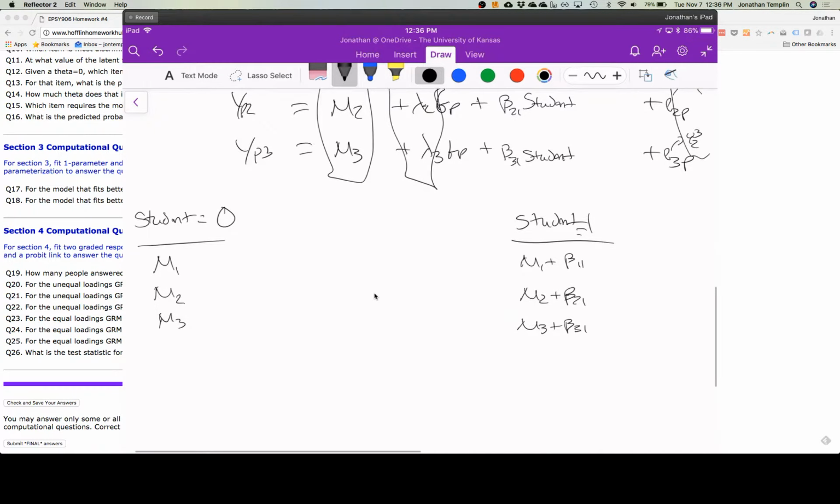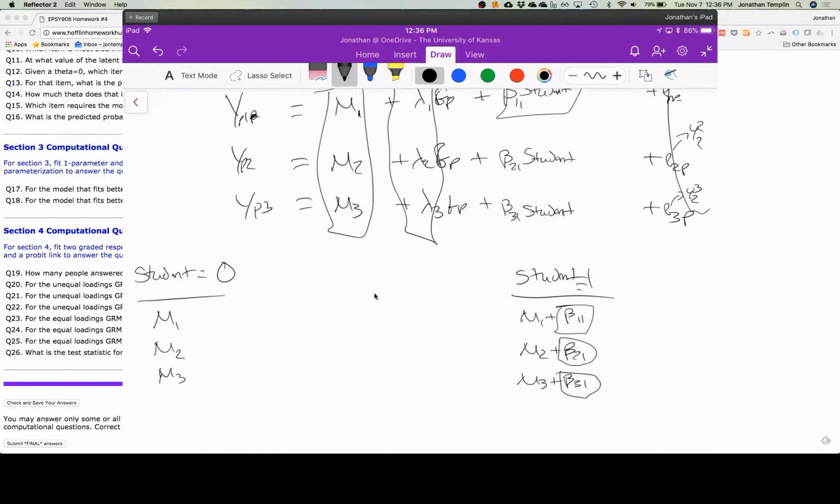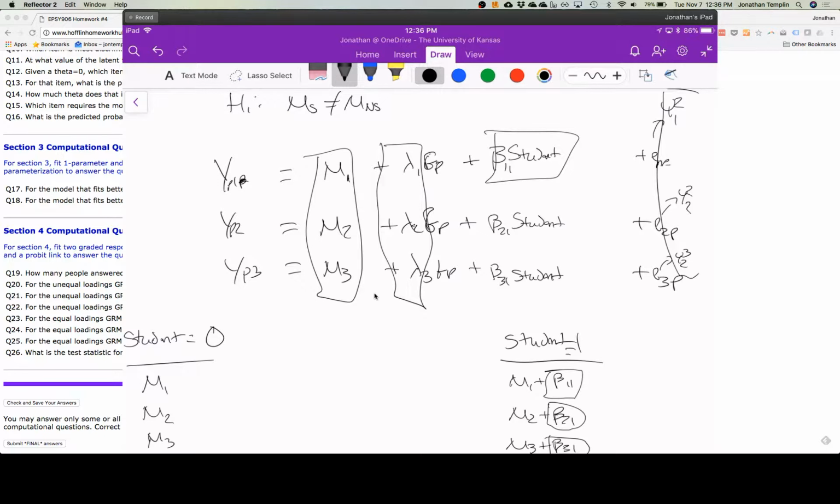So effectively, you could test whether or not there was a difference in intercept across groups by testing these regression parameters right here. Now, subject to a couple other constraints that we have to talk about, but we'll get into that soon. So that's the first step. What if we wanted to test the factor loading? What type of model would that look like? What type of term would we need to add?